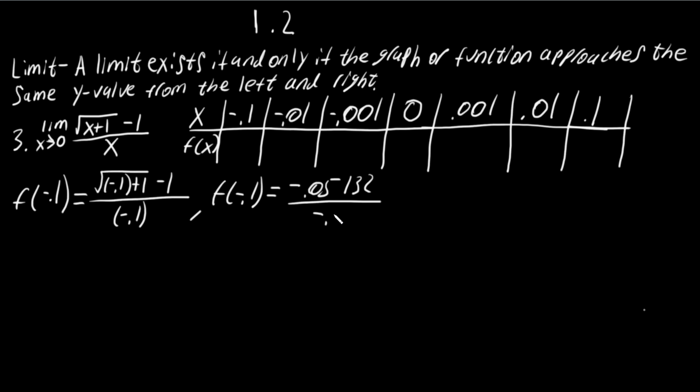Divided by negative 0.1, and then if we do the simplification once more, we end up getting that our final answer is 0.51317. So this is our first little clue here as to figuring out what this function is going to be at 0. So now we're just going to do the next one.